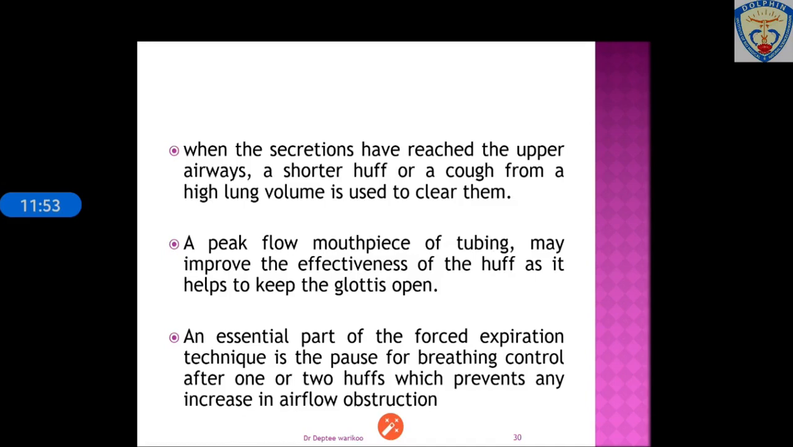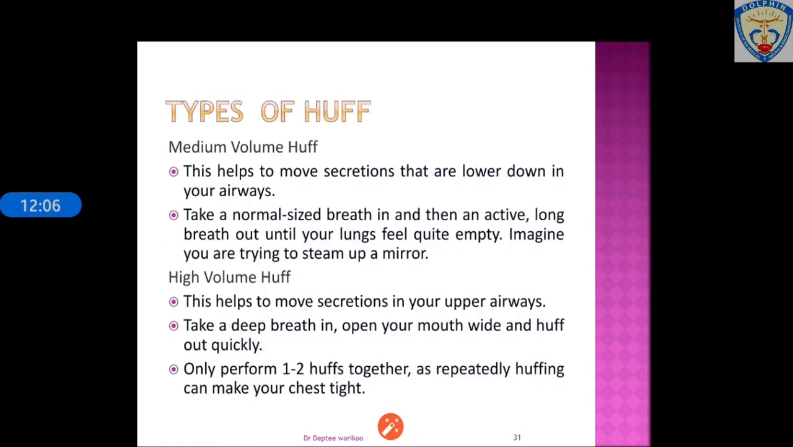An essential part of the forced expiration technique is the pause for breathing control after one or two huffs. It prevents any increase in the airflow obstruction. So we have to do it properly.